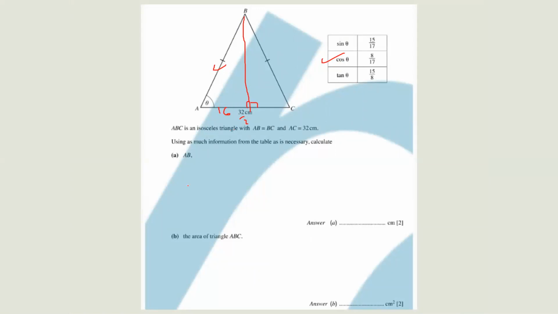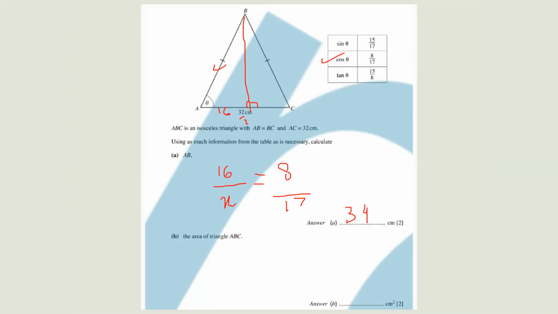What is cos? It's the adjacent upon the hypotenuse. The adjacent is 16. The hypotenuse is x, we don't know that, equals cos theta. Cos theta is 8 upon 17. And through this, you can get your value as 34.